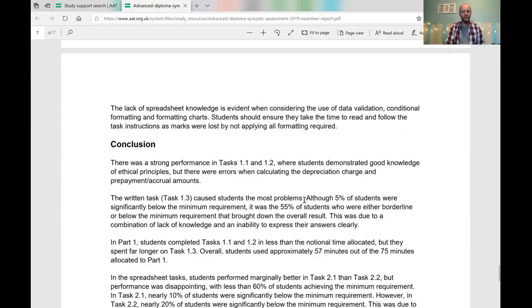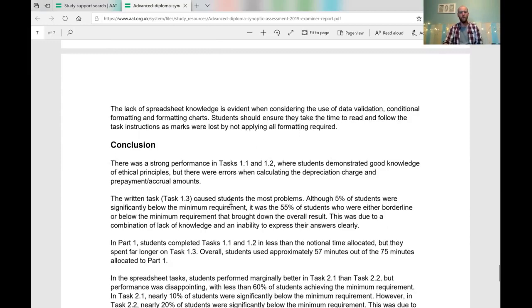So at the end, this bit here then, just before we get into the conclusion, it says the lack of spreadsheet knowledge is evident when considering the use of data validation, conditional formatting, and formatting charts. So again, as part of your revision, revise validation, conditional formatting, and formatting charts. Students should ensure that they take the time to read and follow the task instructions, as marks were lost by not applying all formatting required.